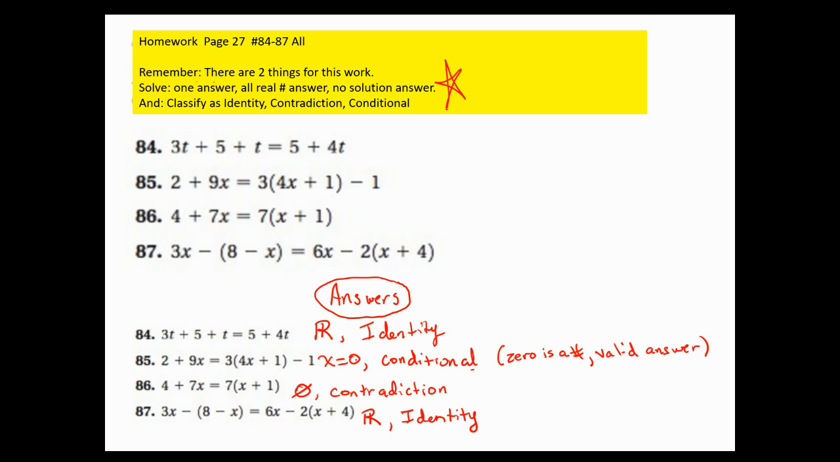I put that one on there on purpose, and it's in your text on purpose to get you ready for college. 0 is a number. It's a valid answer, just as well as x is equal to 32 or whatever. I mean, you don't have any issue with those kind of answers. So x is equal to 0 is a valid answer. So that would be conditional. Remember, when you get one answer, it's conditional. Then there were 2 all real number answers, and they're classified as an identity. And then there was 1 no solution answer. That's what this symbol means. And that's a contradiction.